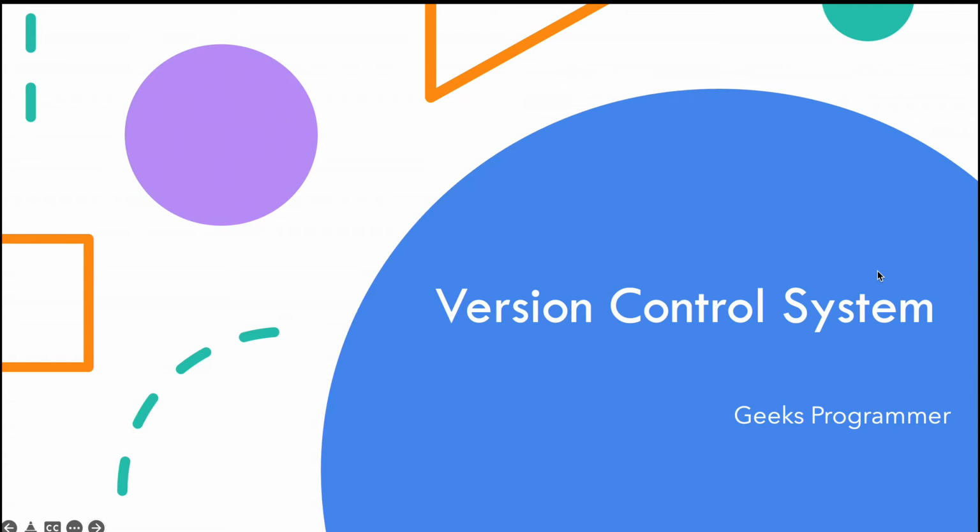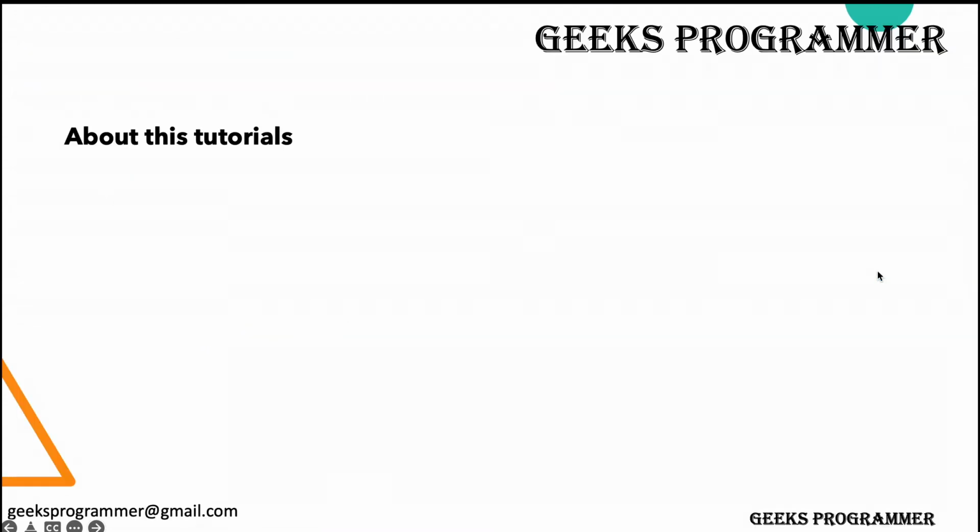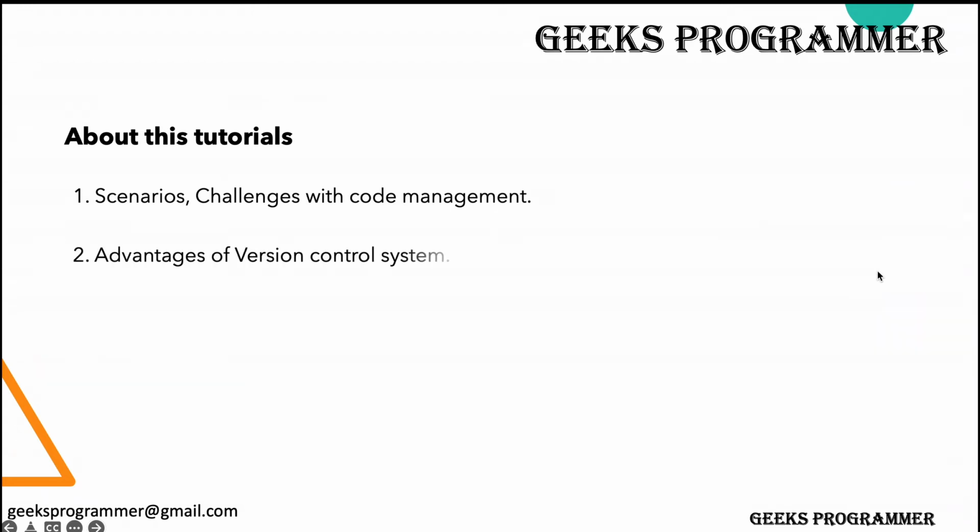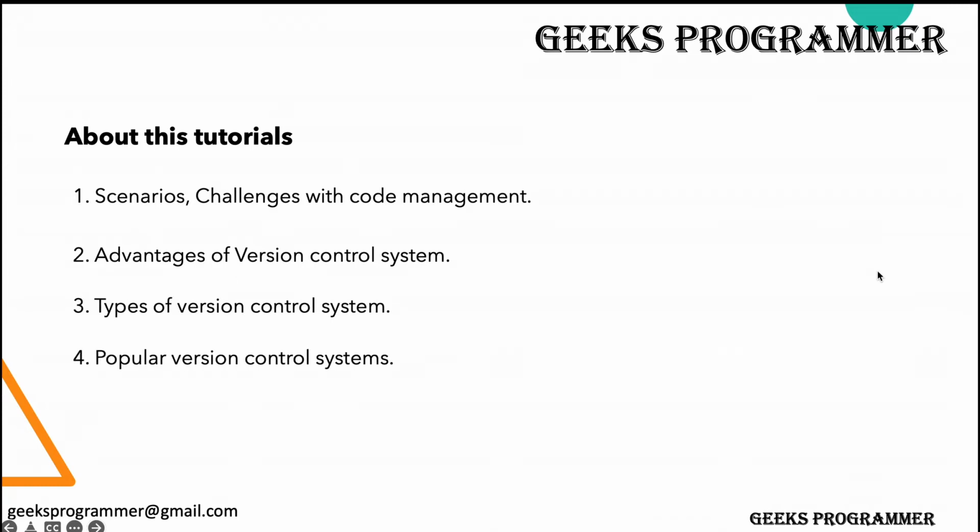Hi, in this tutorial, I'll talk about version control system. So in this tutorial, we'll talk about some scenarios to understand the need of version control system, advantages of version control system, typical types of version control system, and some popular software or applications that implement the version control system.